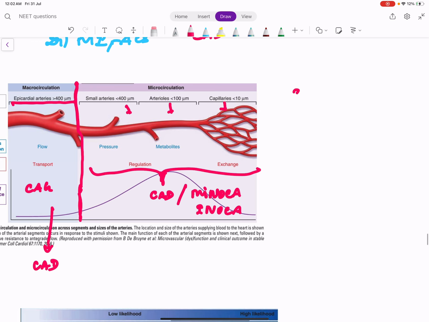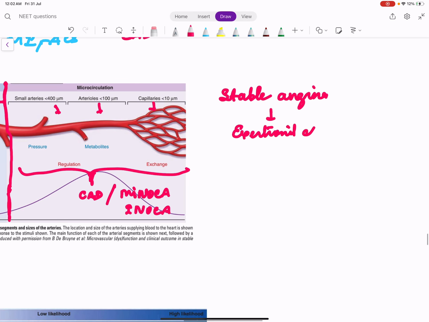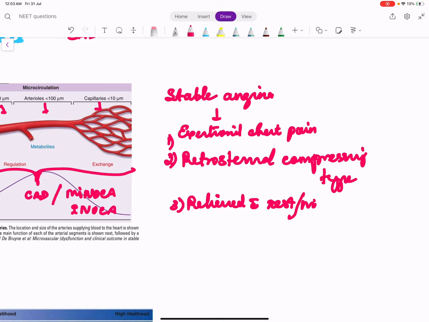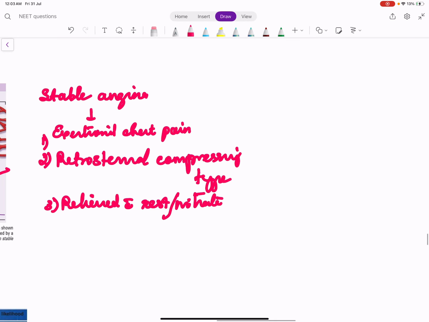So what is stable angina? The patient doesn't come to the emergency, but presents with exertional chest pain. There are 3 points to say stable angina. There is exertional chest pain. The character is retrosternal compressing type. It's not pricking type, retrosternal compressing type. And relieved with rest or nitrates. These are the 3 criteria for stable angina.